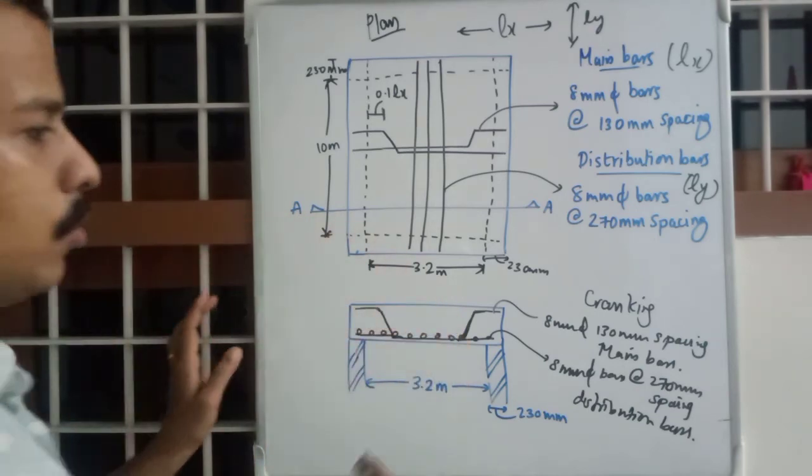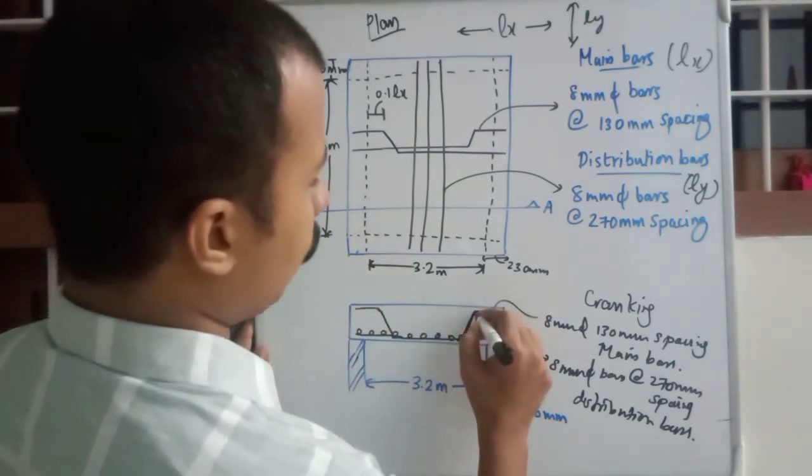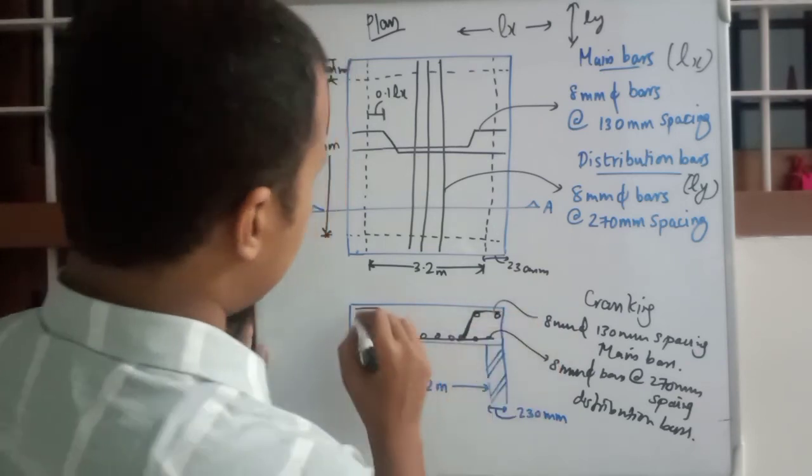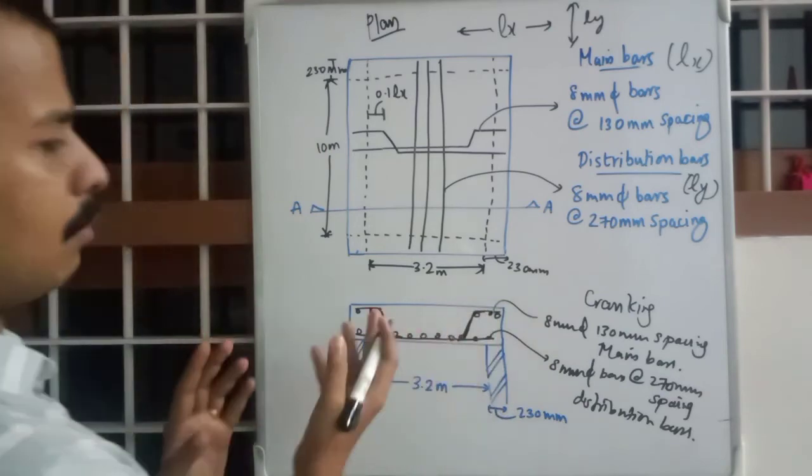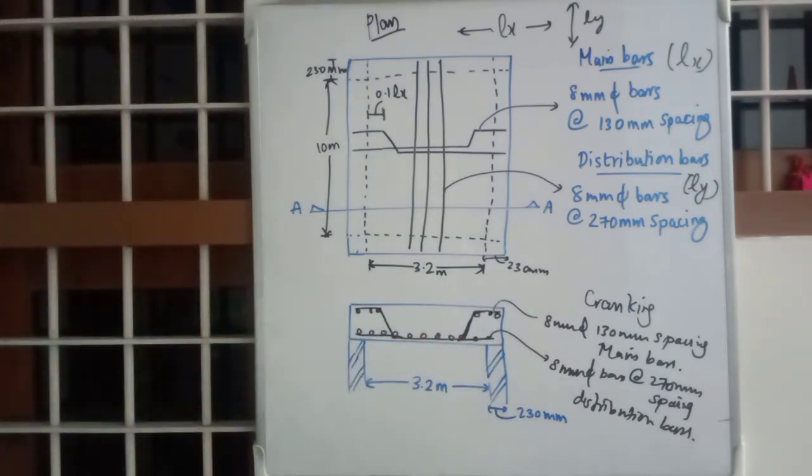And one more thing, you will need to provide distribution bars in here also. The number can vary, 2 or 3. Only 2 or 3 is enough, I think.